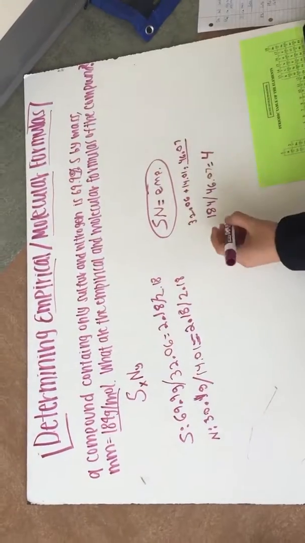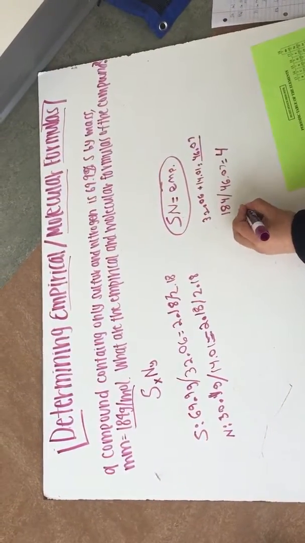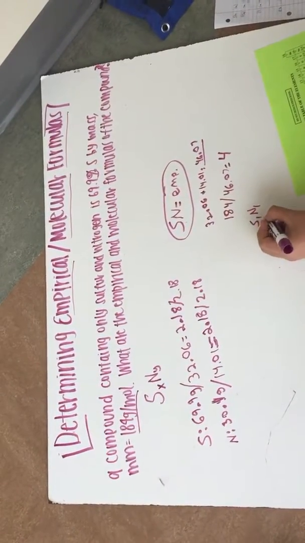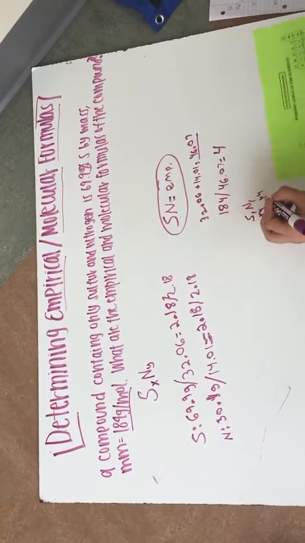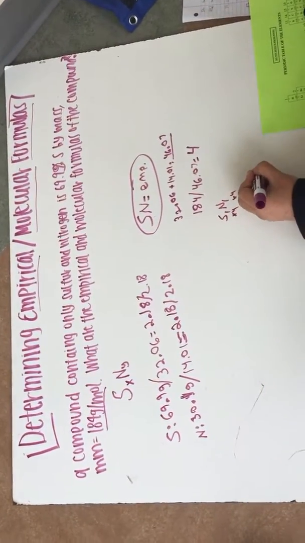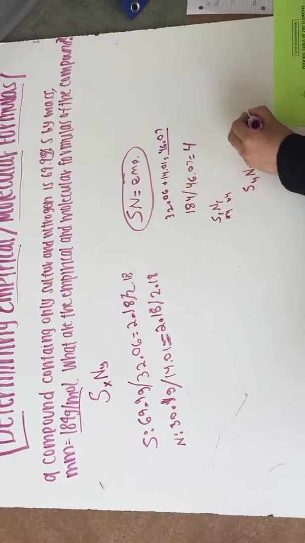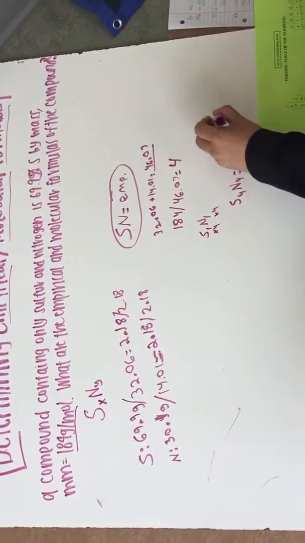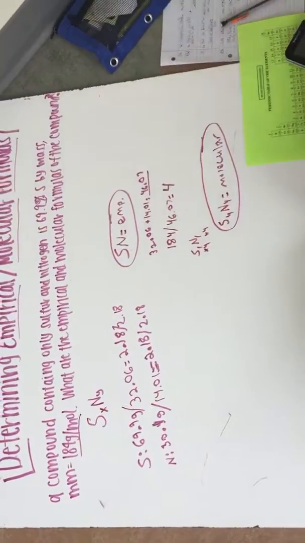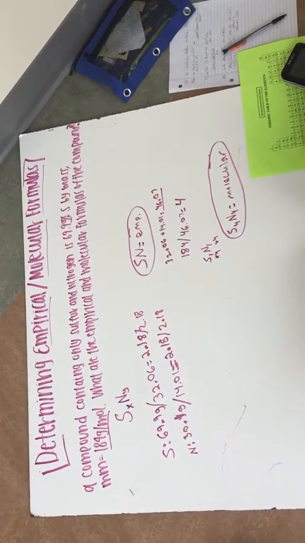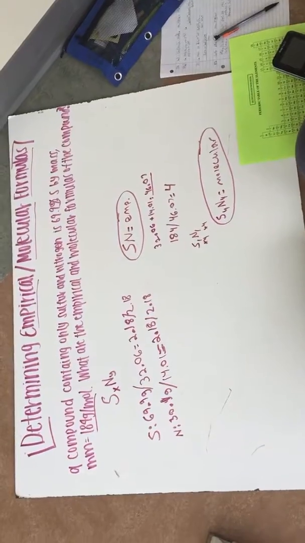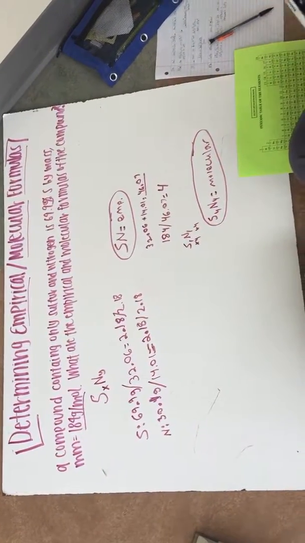Since you know the empirical formula is S1N1, just multiply the subscripts by 4. So your molecular formula would be S4N4. And there you go. That's how you solve for the molecular formula, which you'll need to know for the AP test because there will most likely be one on the AP test.